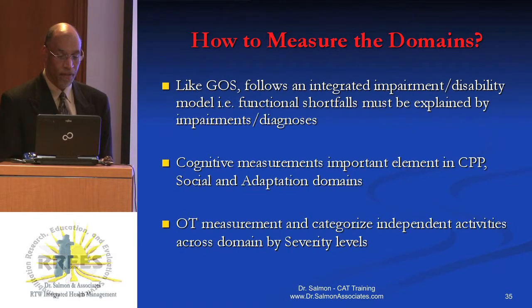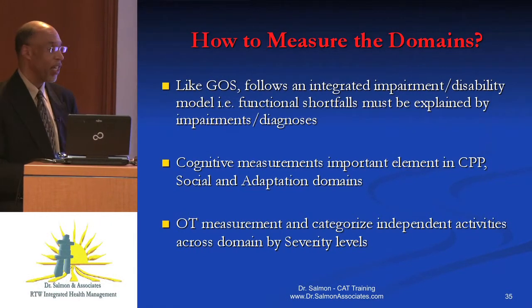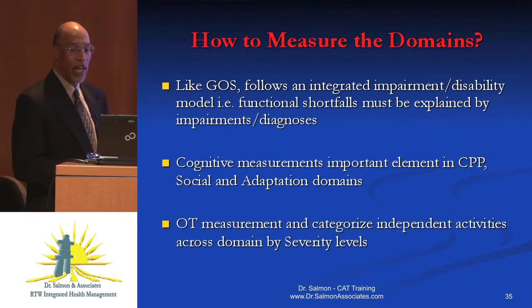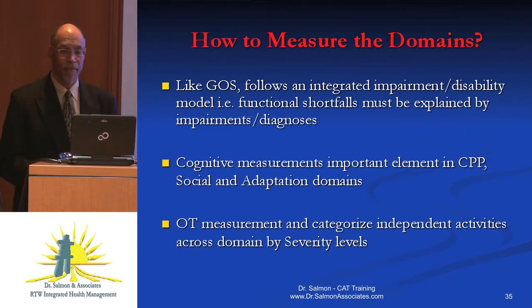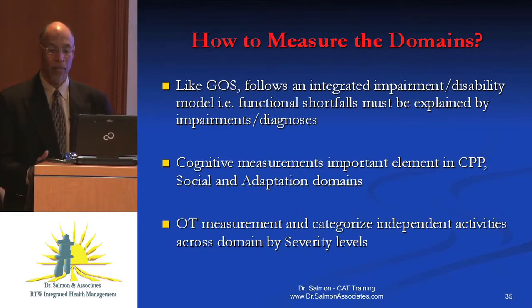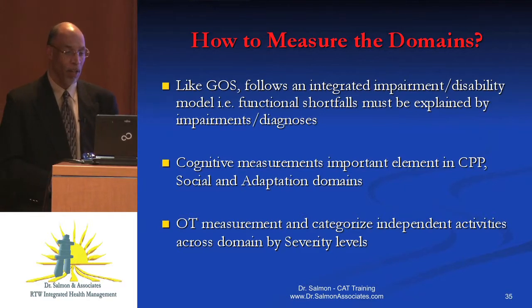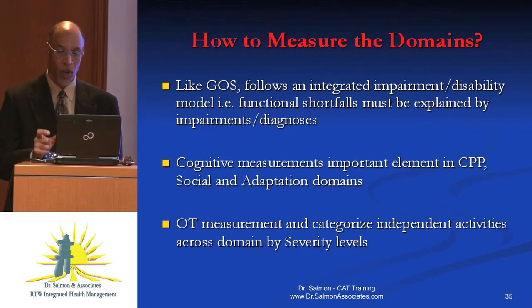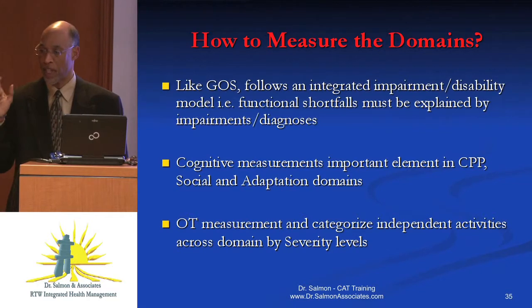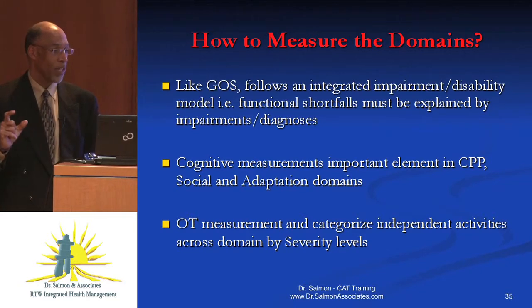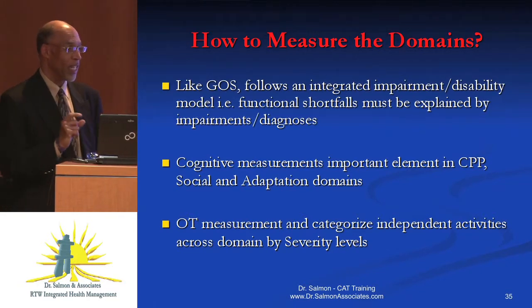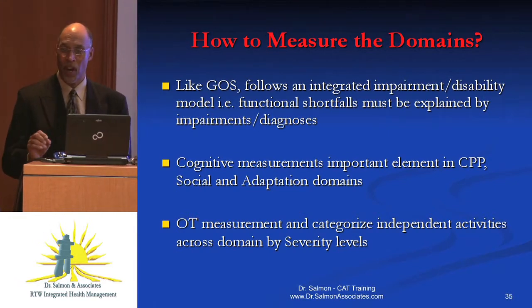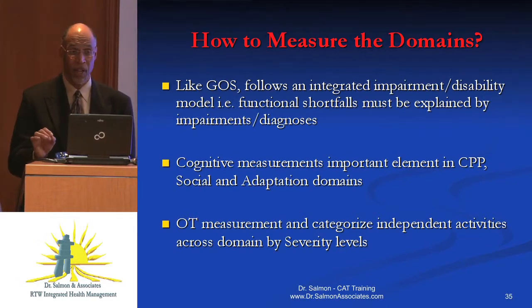Okay, so in terms of how to measure the domains. Like the Glasgow Outcome Scale, it follows, again, an integrated impairment and disability model. So again, you're looking at functional shortfalls that must be explained by the impairments and the diagnoses. So once again, we need to tease out the contribution in this case.